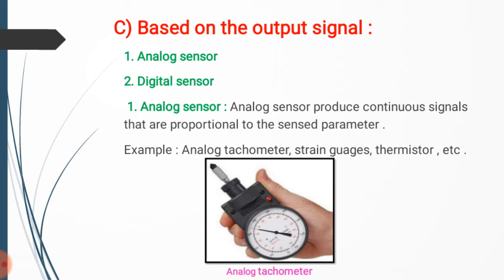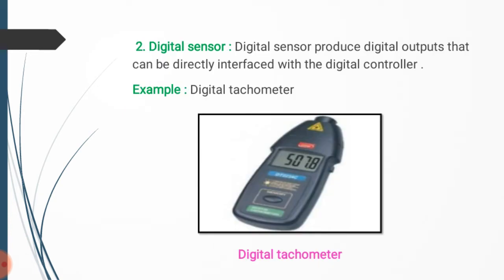In the figure there is an analog sensor, the analog tachometer, which is used for measurement. It has a dial, and its output signal is a continuous signal. Now second is the digital sensor. Digital sensors produce digital outputs that can be directly interfaced with a digital controller. An example of a digital sensor is the digital tachometer. We know that there are different types of sensors or different types of devices.